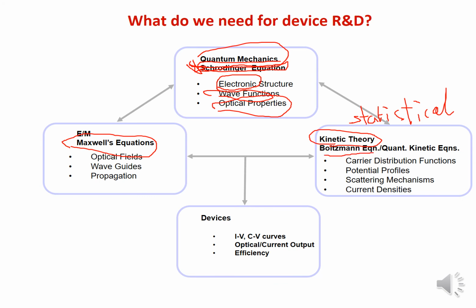There comes the Boltzmann equation. It is related with the carrier distribution functions. It will be studied in this course too. Potential profiles, scattering mechanisms. Scattering mechanisms are very important these days, but it is a little bit complicated, so mostly ignored in this course. And then current densities.